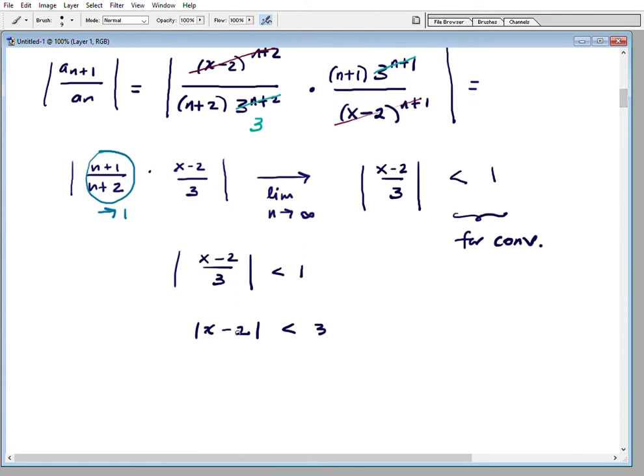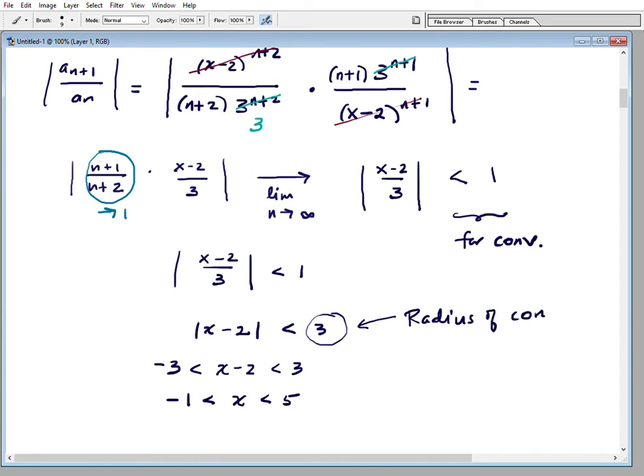All right, |x - 2| < 3, or if we open this up further, we have x - 2 is between -3 and 3. And just add 2, so x is between -1 and 5. Okay, so the radius of convergence is 3. That's the radius of convergence about x = 2.